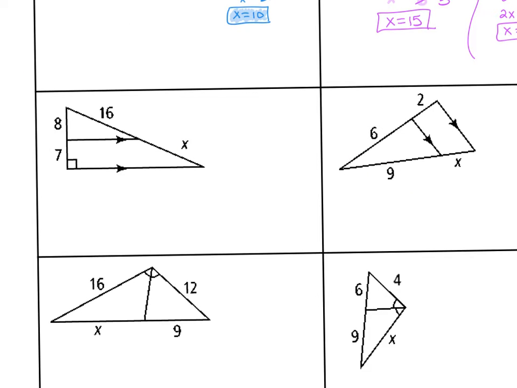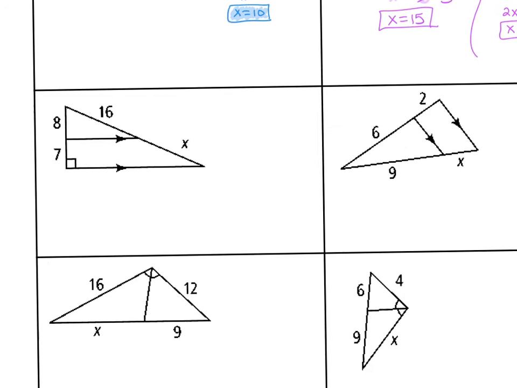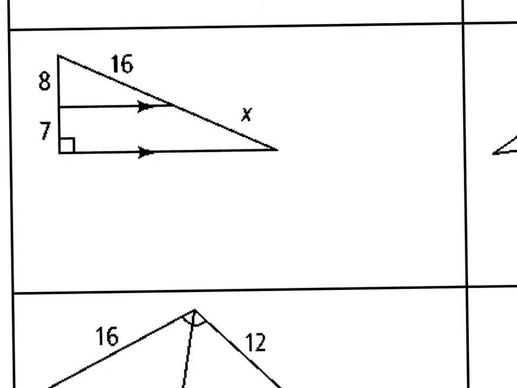Hold on, don't move yet. All right, the next theorem was the triangle with a parallel line in it. It does the same thing though. It breaks these sides into proportional segments. So what's one way I could set this up? I could go top, bottom, right? I could do 8 over 7 equals 16 over x. Or I could go left, right, and I could do 8 over 16 equals 7 over x. As long as you follow the same pattern, either of those works.